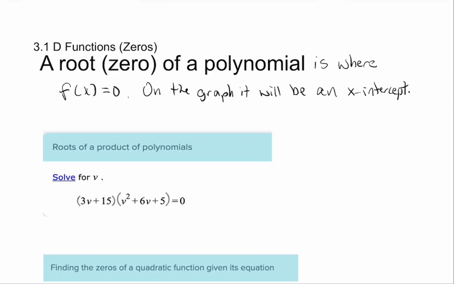So technically, we could even write that as y equals 0. On the graph, we know what that is already. That is an x-intercept. So what we're starting to do is gather more and more information about what our graphs are going to look like. And the zeros tell us a lot. Especially if you ever take calculus in your future, the zeros give us a lot of information.